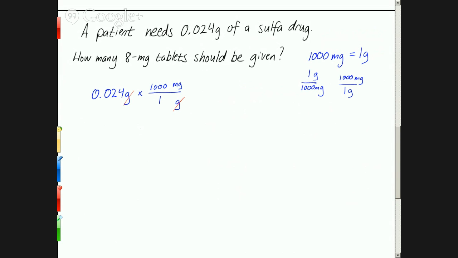To solve the problem then, you multiply through by everything on top, and you divide by anything on the bottom. So this would be solved by saying 0.024 times 1,000 divided by 1. We don't need to put in the divide by 1. And that leaves us with 24 milligrams.